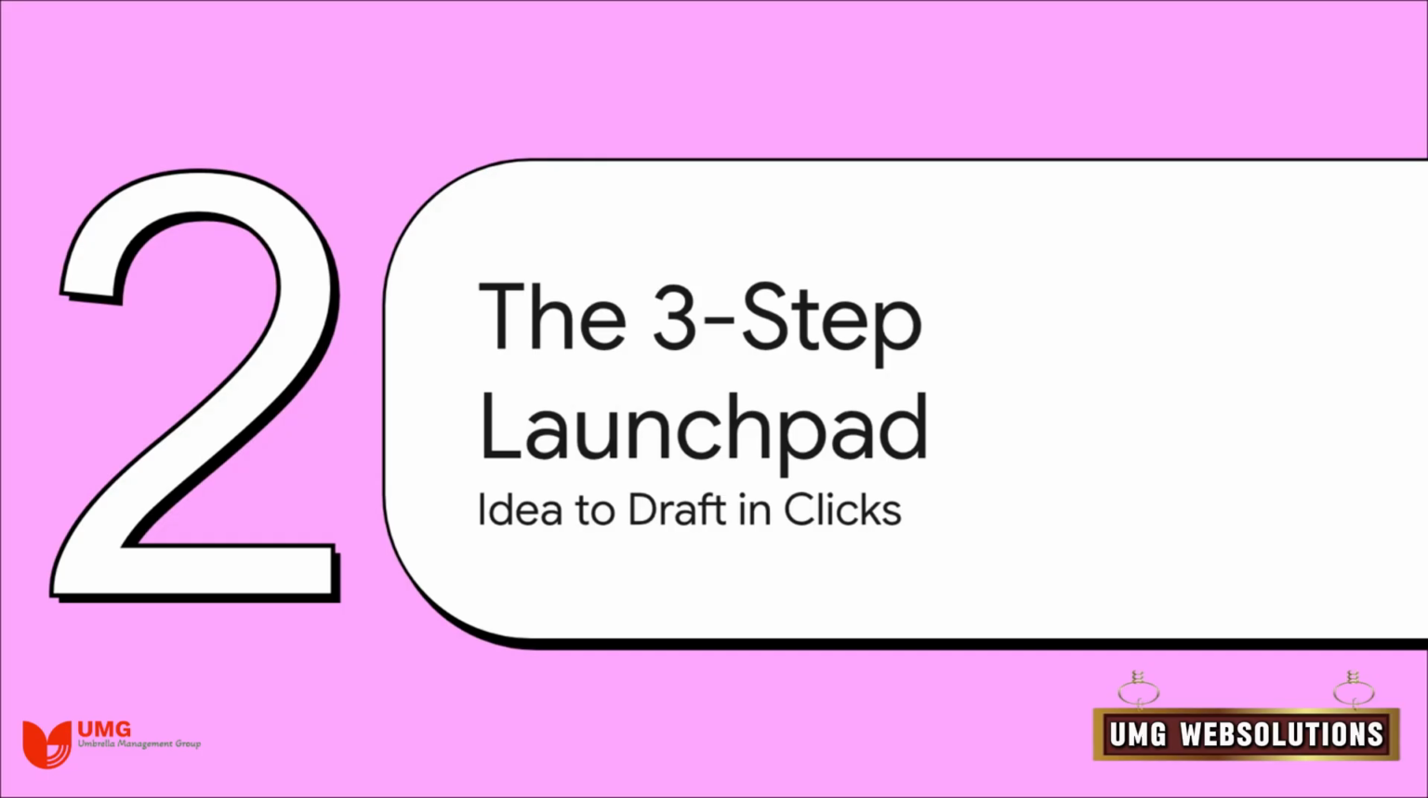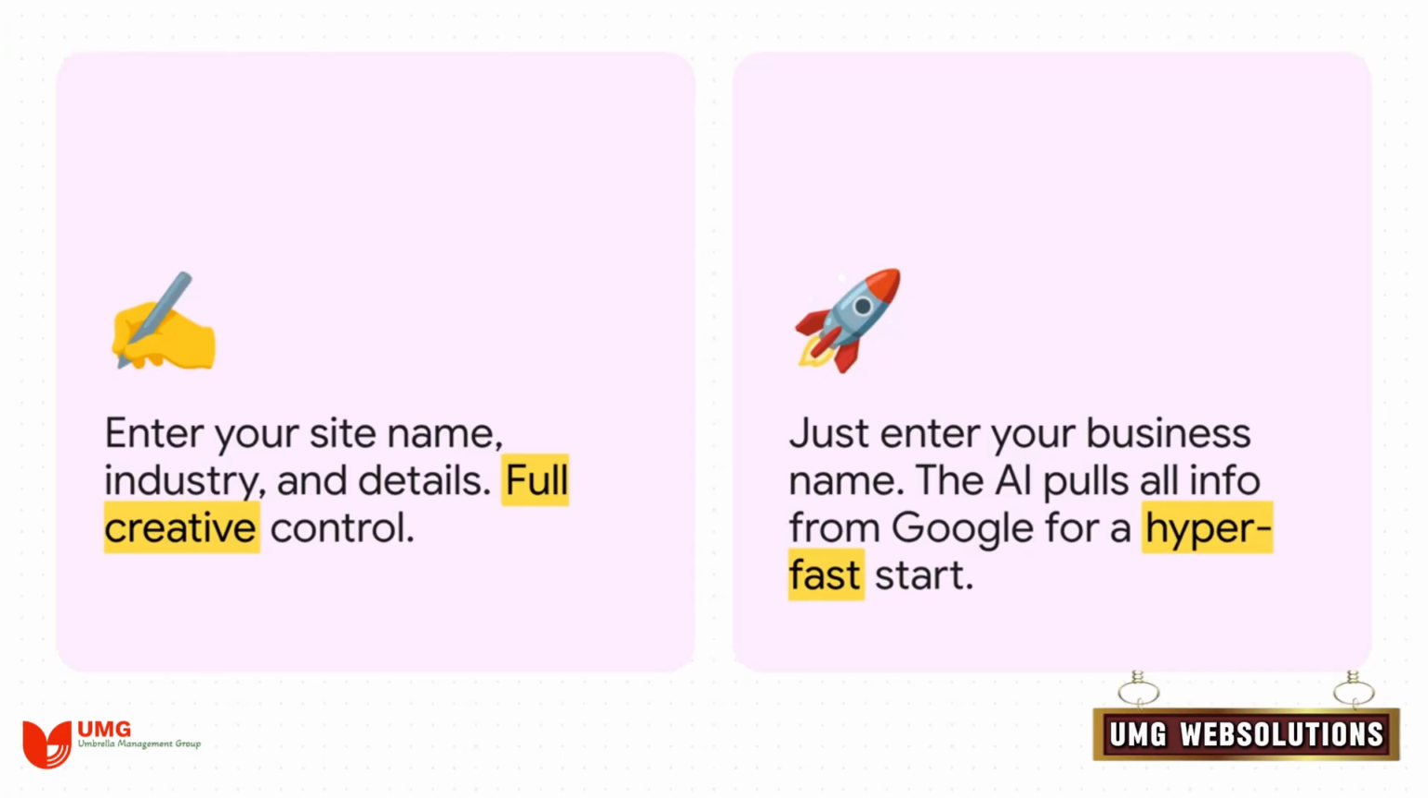Okay, now for the fun part. Let's see how this actually works. We're going to walk through the main creation process, which you'll see is, well, it's shockingly simple. We're talking about going from zero to a full first draft in just 3 clicks. Right off the bat, you've got 2 roads you can take. On the left, you've got the manual prompt, which gives you total creative control. But over on the right, that's the express lane, the Google My Business option. You literally just type in your business name and the AI takes over, using your existing online info to do all the heavy lifting for you.